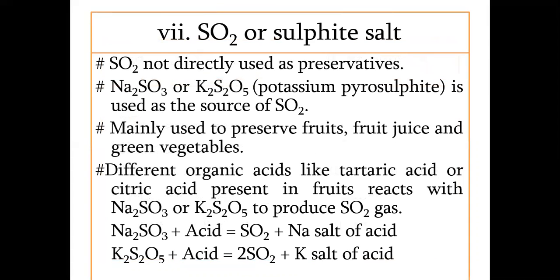Sulfur dioxide is not directly used as a preservative. Mainly sodium sulfite and potassium pyrosulfite are used as a source of sulfur dioxide. And sulfur dioxide is mainly used to preserve fruits, fruit juice, and green vegetables.